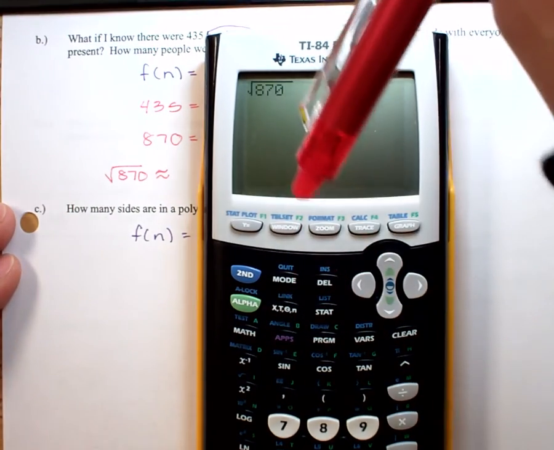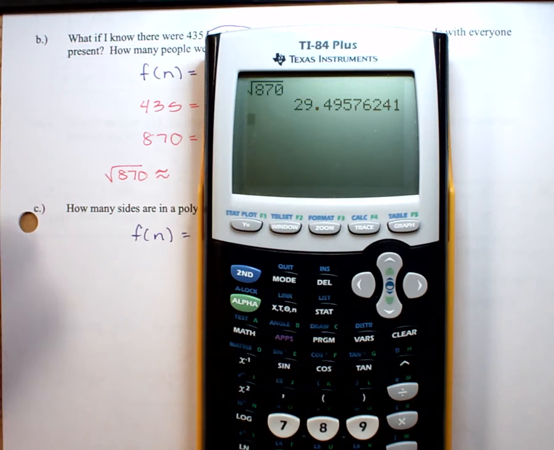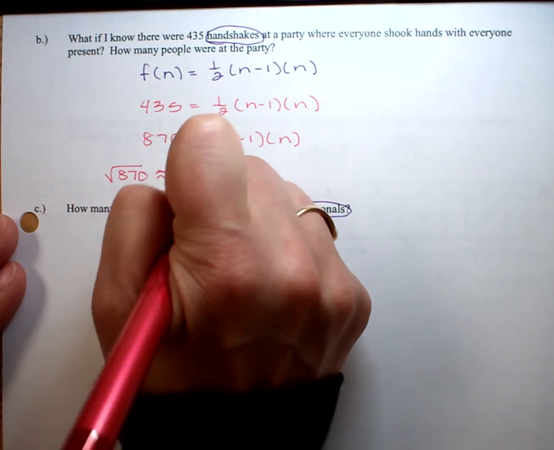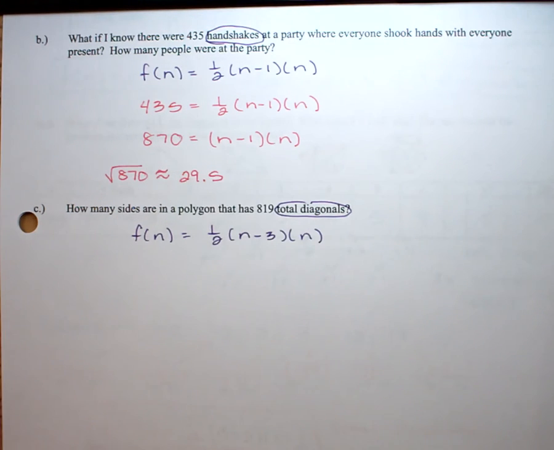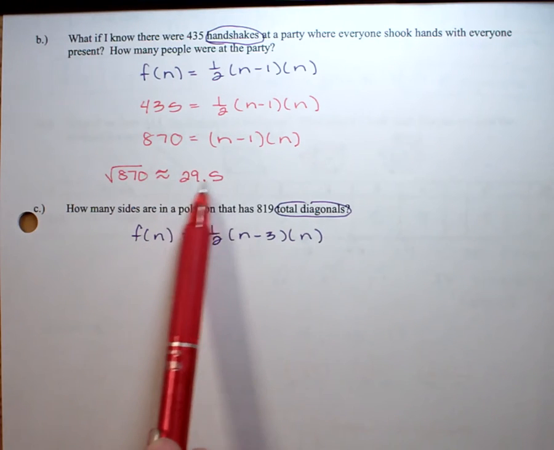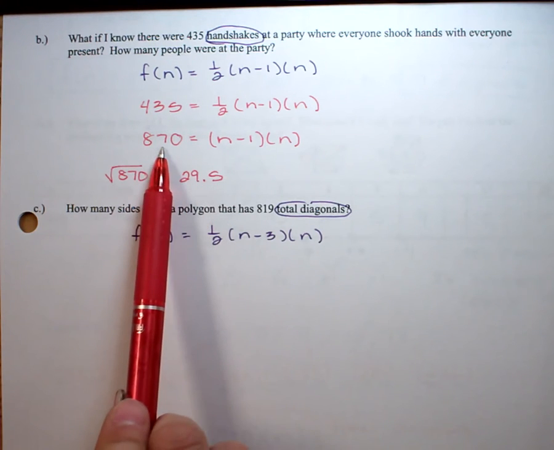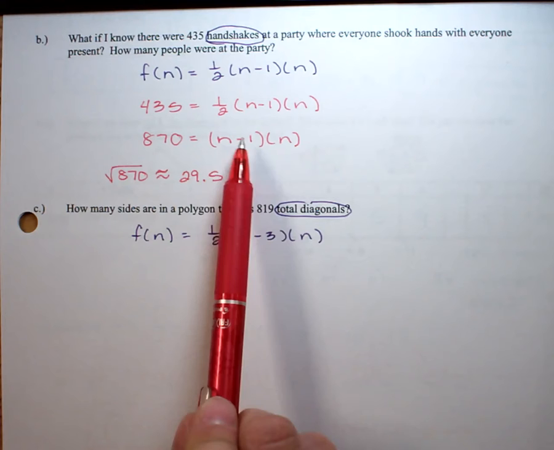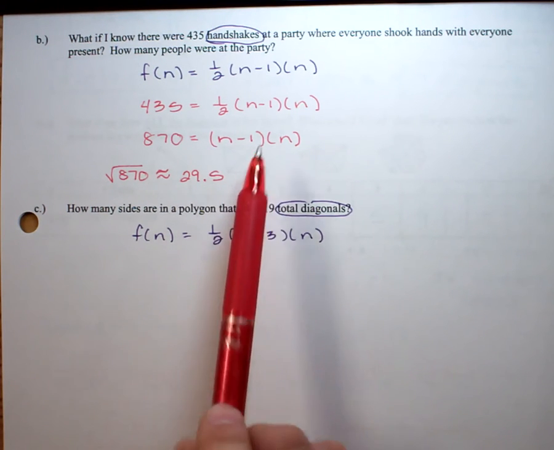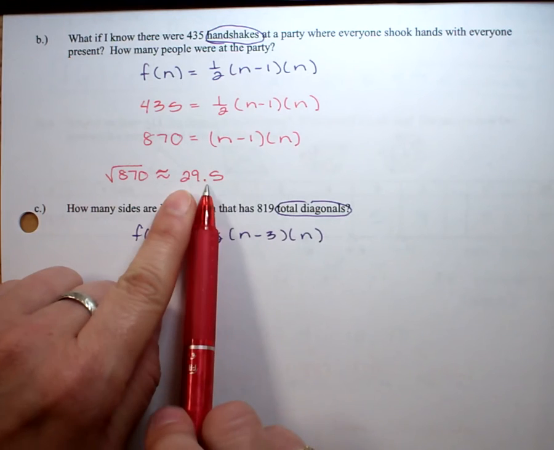Okay, if I get the square root of 870, it is 29.5. So I'm going to say this is about 29.5. Now, obviously, there's not a half person at the party, but that means that if I square 29.5, I'm going to get about 870. Now, I need this to be a whole number when I plug in something here. So what I'm going to do is I'm going to bump this up.